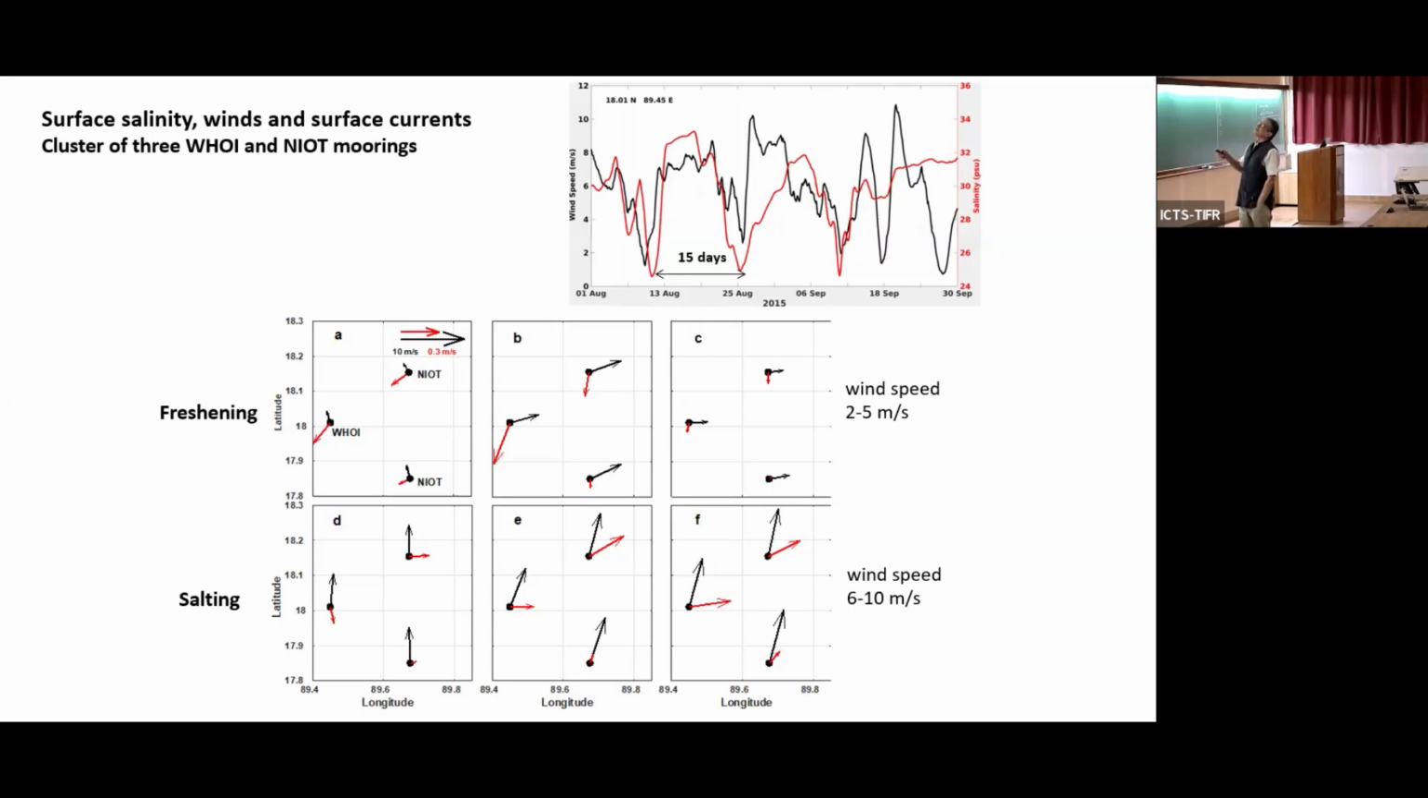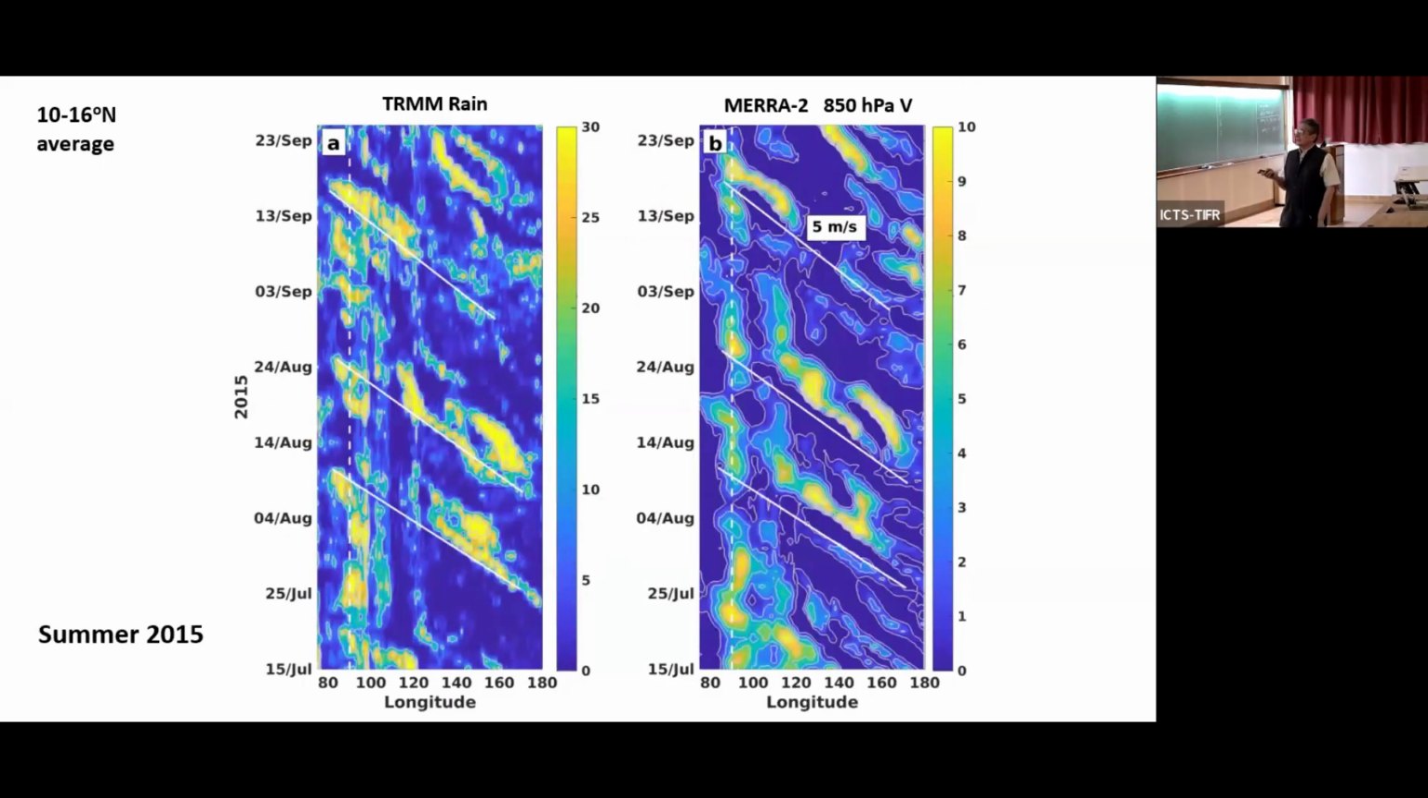So when the winds pick up, you have high salinity, because the river water is moving away. When the winds are weak, let's say here, 2 meters per second, the river water has come to the mooring. There's probably another part of the story which we don't understand yet.